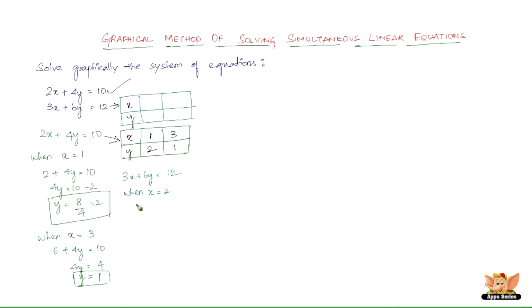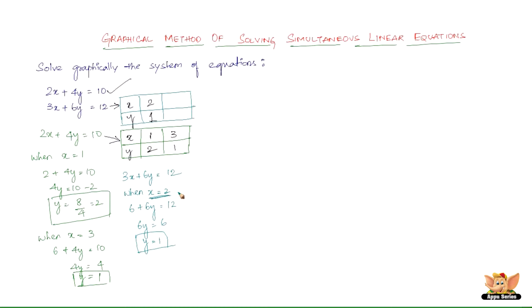So when x equals 2, we have 3 times 2 is 6. So 6 plus 6y equals 12. 6y equals 12 minus 6 is 6. So y equals 6 divided by 6 is 1. So we've got y is 1 when x equals 2. When x equals 2, y is 1. So we need another set of solution. So let us see what we'll take.